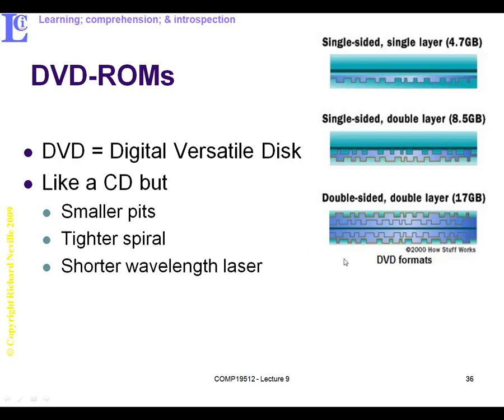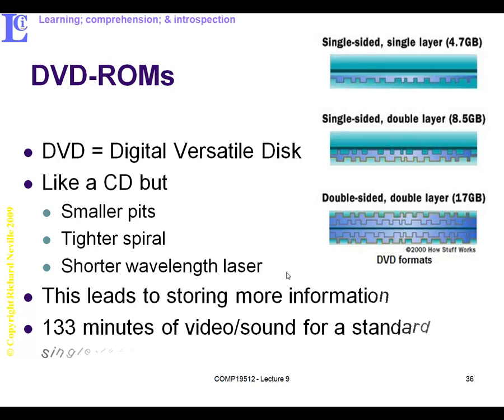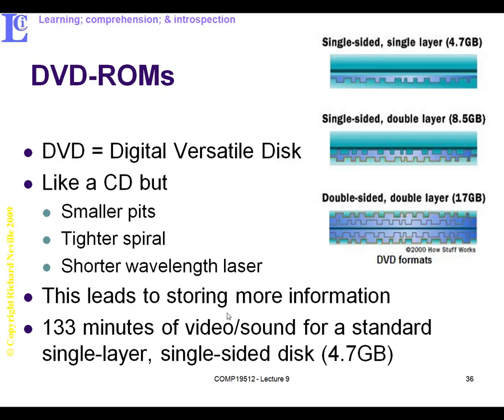To do this, you'll probably need shorter wavelength lasers. You'll also need tighter spirals, and you'll need very small pits. And the DVD is a digital versatile disk. So this leads to information, and this sort of disk can store 133 minutes of video and sound for a standard single layer, single-sided disk of 4.7 gigs. So these are quite useful storage mediums.